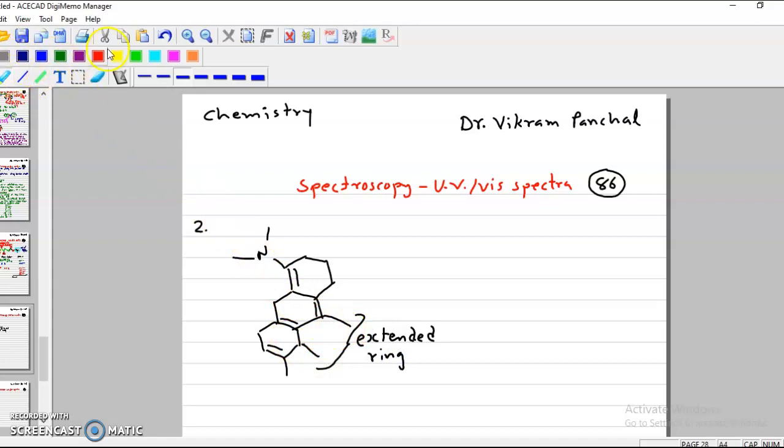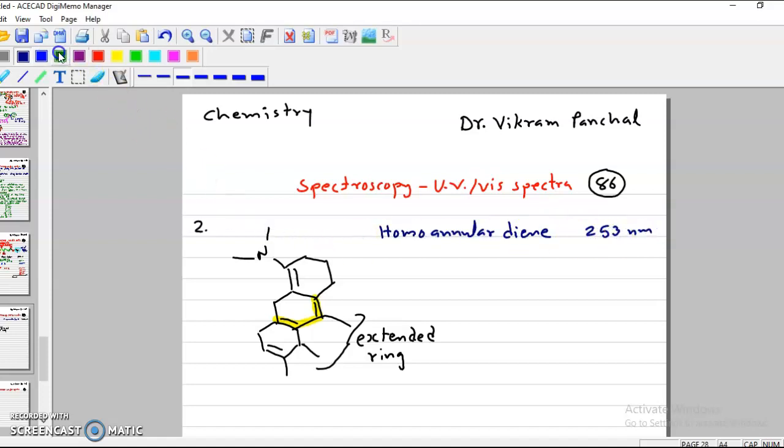Now here we'll have to consider the system, and I think this is the best system, and it is a homoannular system. Next is heteroannular, but homoannular has more base value, and therefore we have to consider the system which is having more base value. So our original system is the homoannular diene system. And for the homoannular diene system, the base value is 253 nanometer.